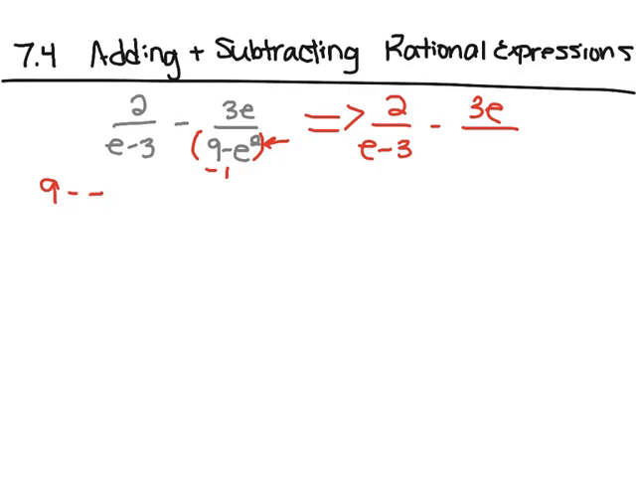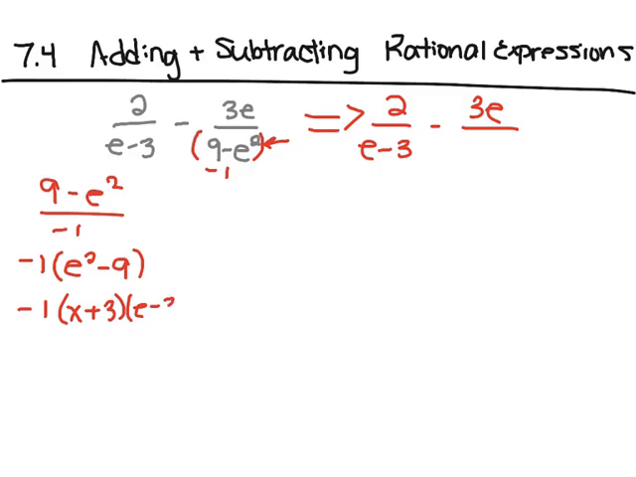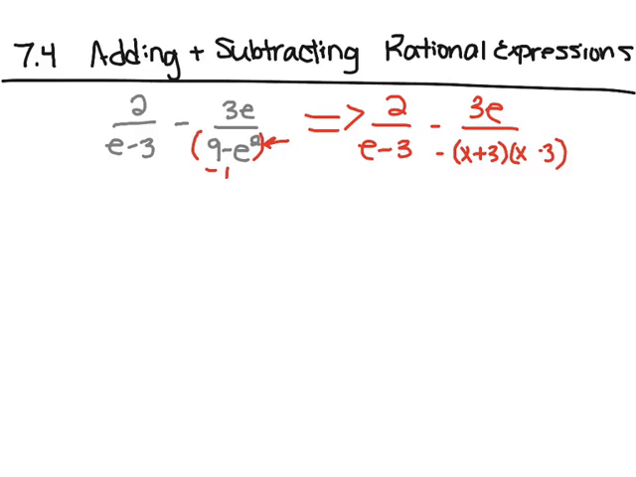So let's do this on the side. So 9 minus e squared divided by -1. So we'll have a -1 on the outside, and we'll have positive e squared minus 9. It's just easier that way to find our e values. Then we're going to do difference of squares. So -1, e plus 3, e minus 3. So our non-permissible values are e cannot equal +3 or -3.